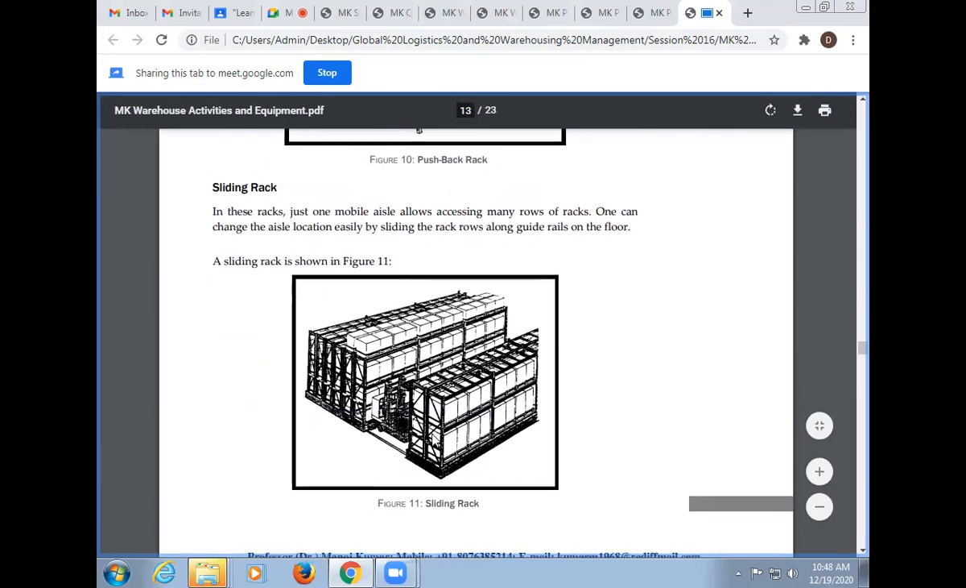Sliding rack. In these racks, just one mobile aisle allows accessing many rows of the racks. One can change the aisle location easily by sliding the rack along the guide rails on the floor. A sliding rack is shown in figure 11. This is the sliding rack.